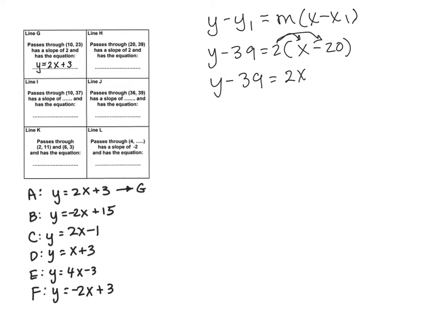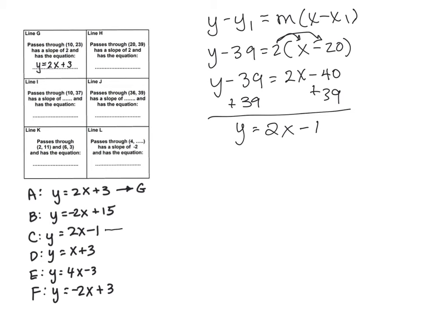So 2 times x is 2x, and 2 times negative 20 is negative 40. And our last step is to isolate the variable by adding the inverse. So this gives you y equals 2x. Negative 40 plus 39 is a negative 1, so we have y equals 2x minus 1, which we can see here matches with C. That was H. And I'm going to fill in the card y equals 2x minus 1.